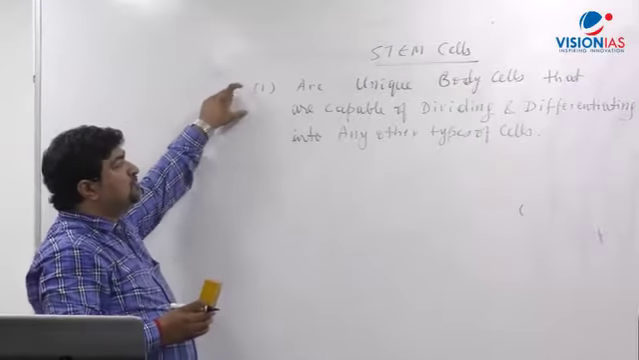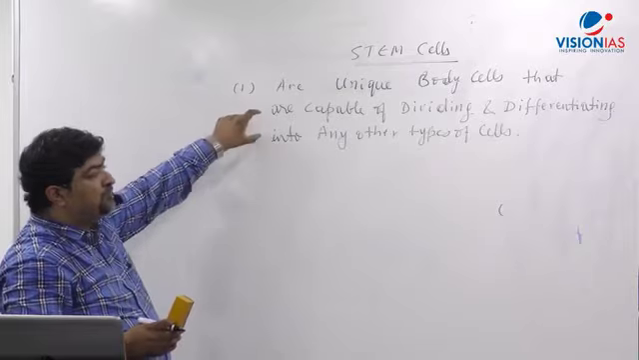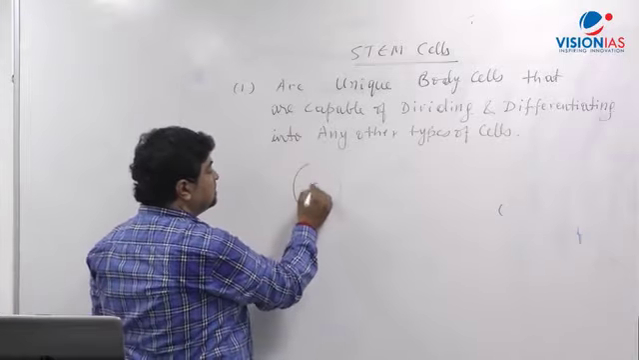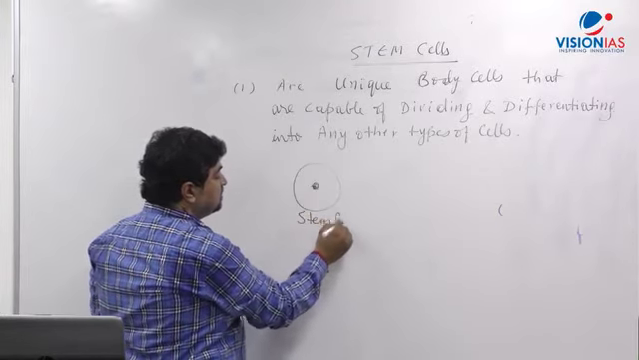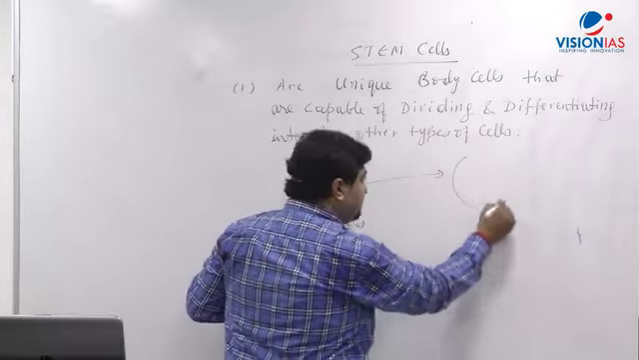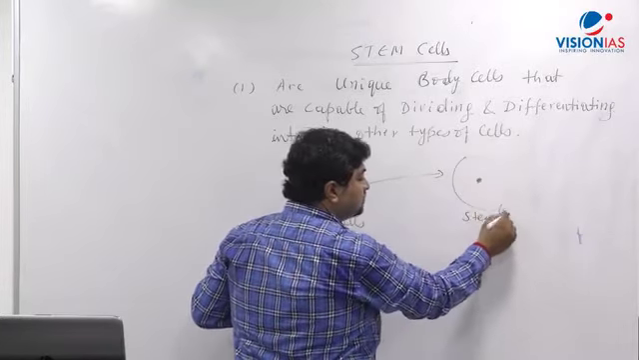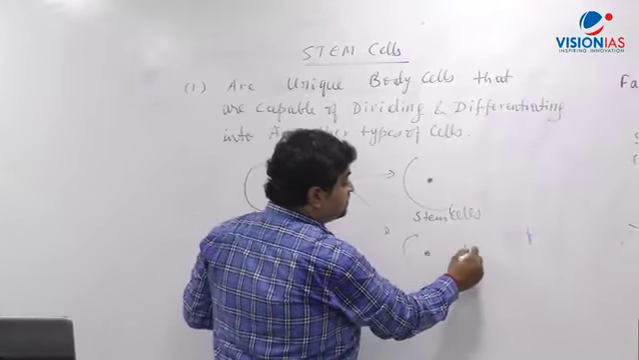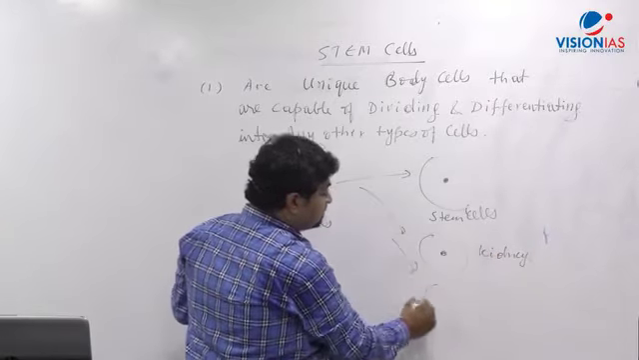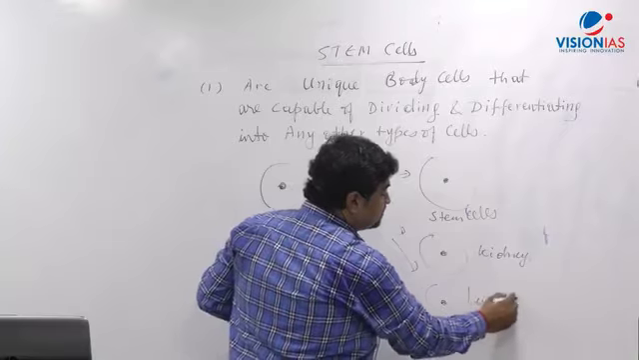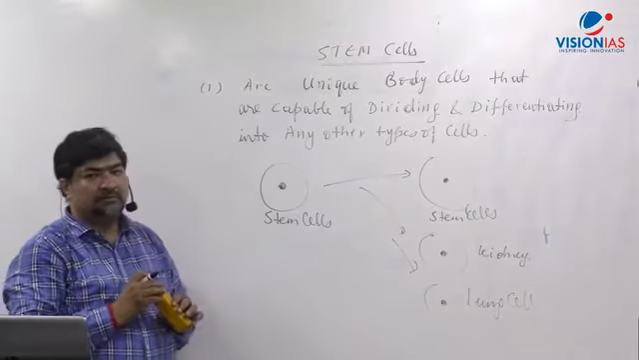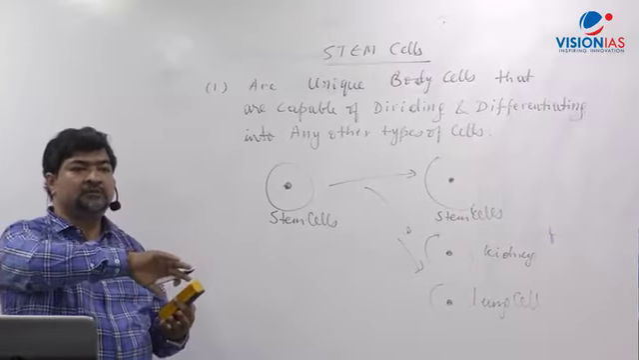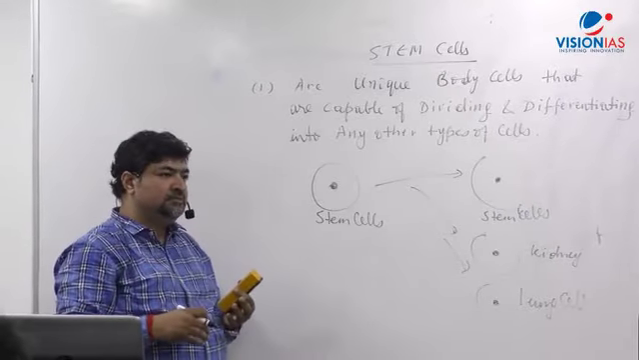So what I've given here: stem cells are unique body cells that are capable of dividing and differentiating into any other type of cells. Let's say, for example, this is stem cells. So stem cells can divide to form either the stem cells of its own type, or it can get programmed. This can be programmed to become, let's say, kidney cell, or it can become lung cells, or let's say retina cell. So you can produce any kind of body cells. Either they can form same type, similar type, or they can get programmed to form any other type of body cells. That's the capacity they have got.